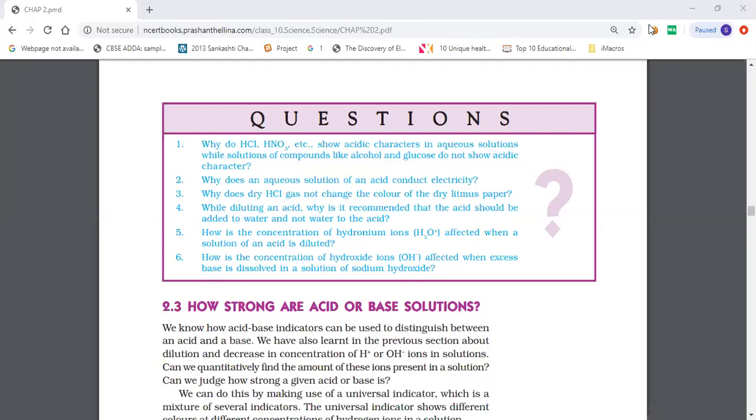What you have written? Before concentration, you have written something. What is that? A dilution of acid and base is highly exothermic reaction.